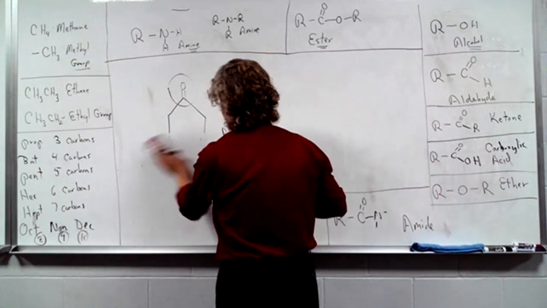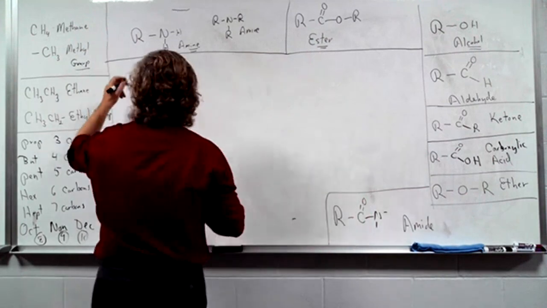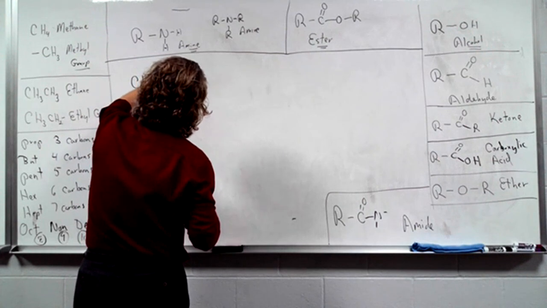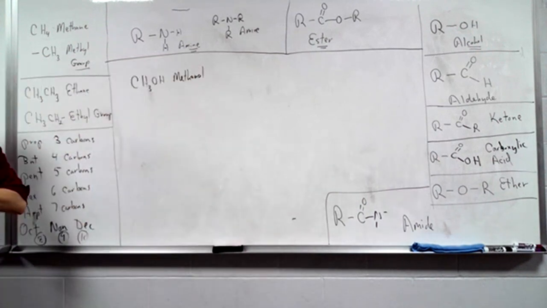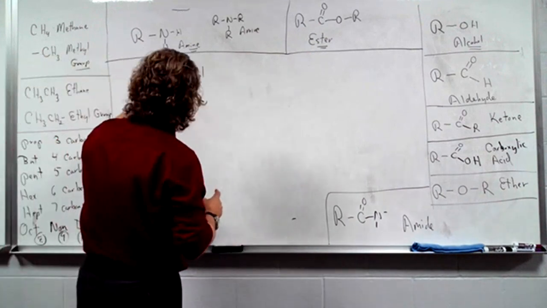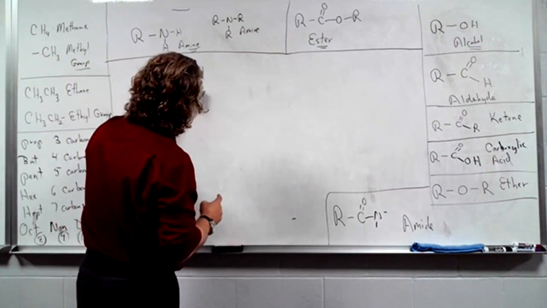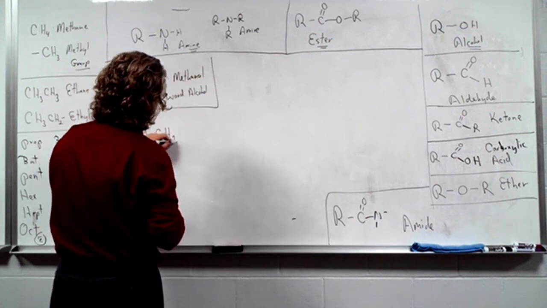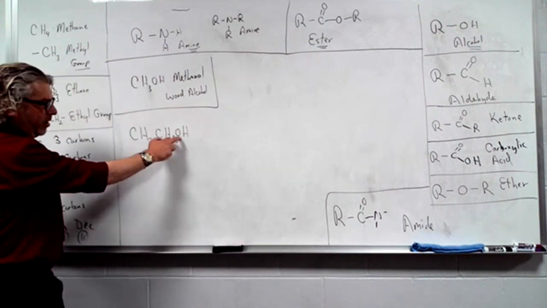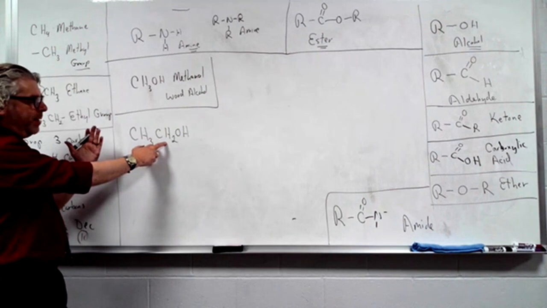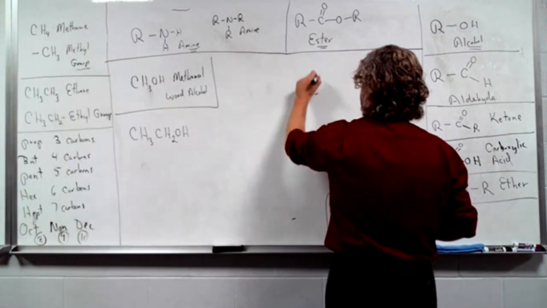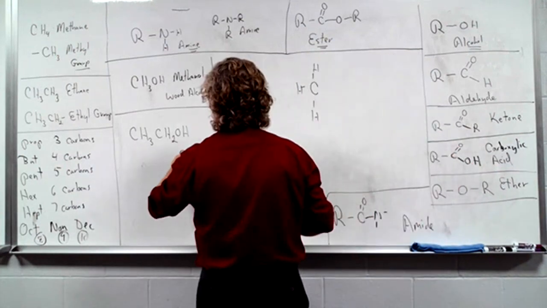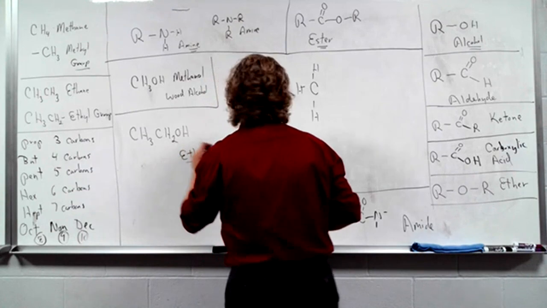Okay, naming specific alcohols. First, I've already given you a couple. CH3OH was methanol. Wood alcohol, a couple tablespoons of which can be fatal. Then I had CH3CH2OH. Now this looks like the O is on that H, but H can only have one bond. So this is CH3, like if I said draw ethanol, which I've already done last class.